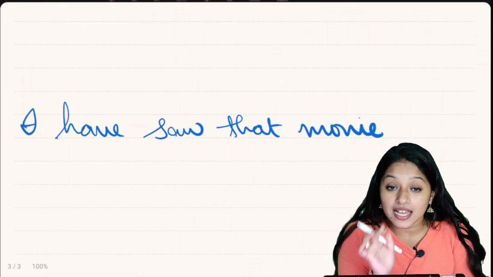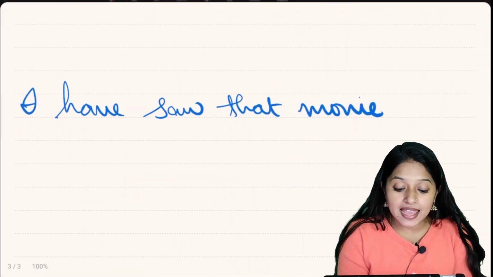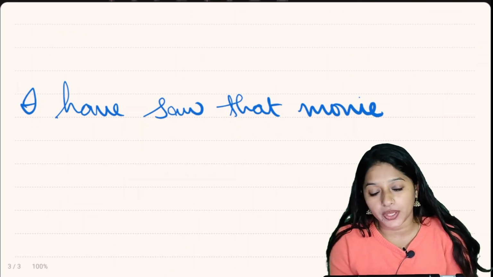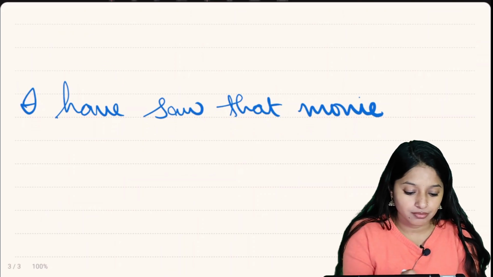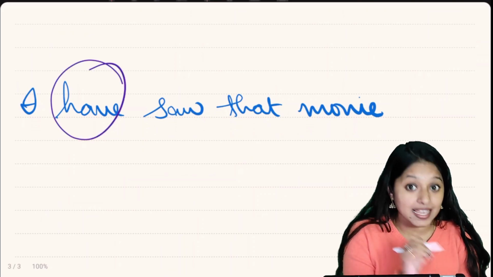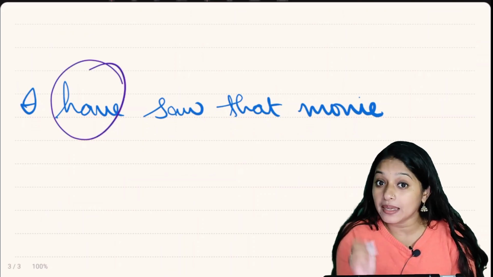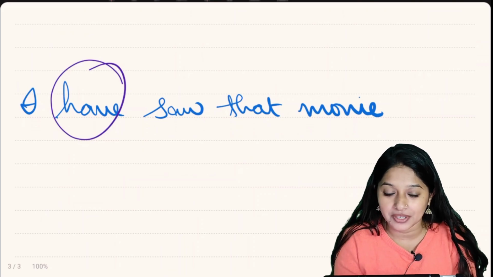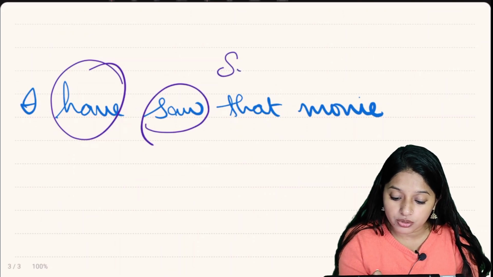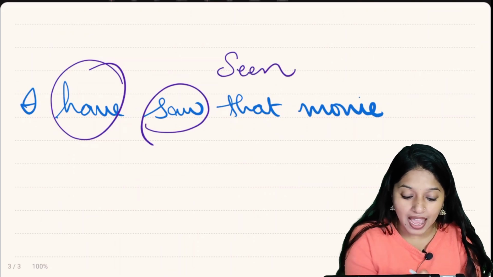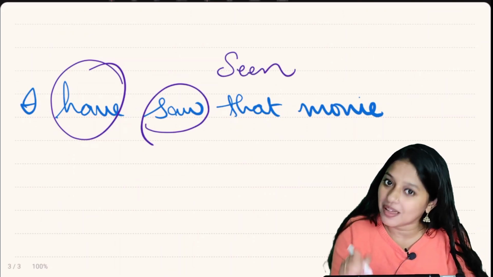Clear? So the last sentence of the video, I have saw that movie. What is the problem? Have. With has and have, the verb would be the past participle form of the verb, right? So we have to change the verb saw to seen. I have seen that movie.